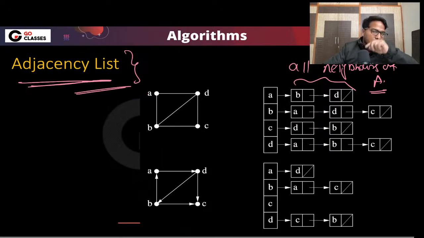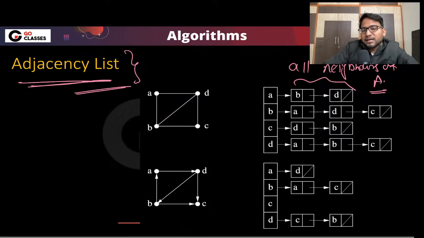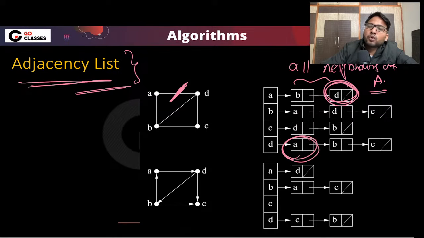So basically you can say that this edge is making A and D neighbors, right? This edge is making A and D neighbors. So because of this edge, there will be D here, and because of this edge only, there will be A here, right? So basically, just because of one edge, there are two nodes here.